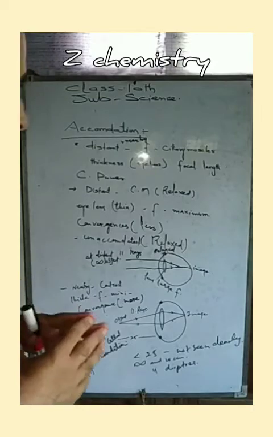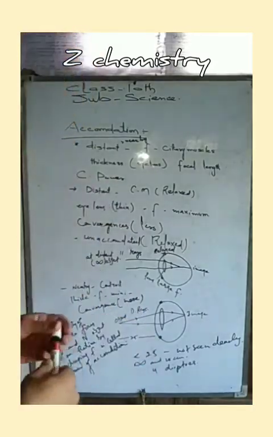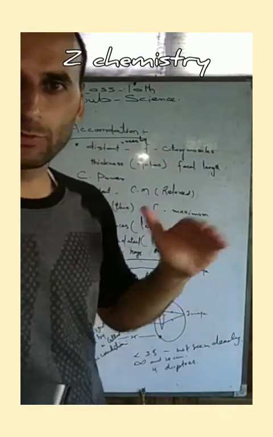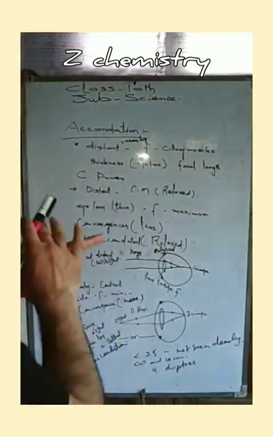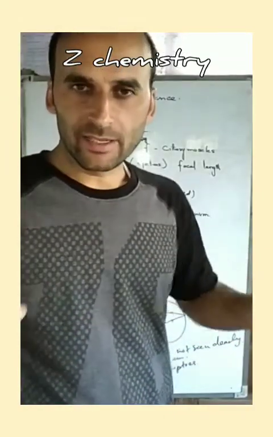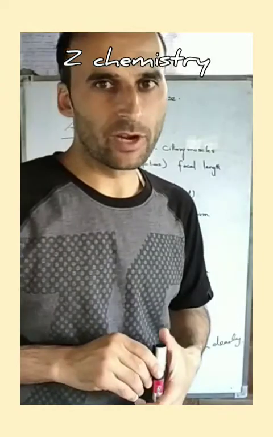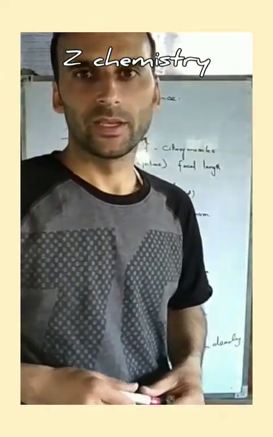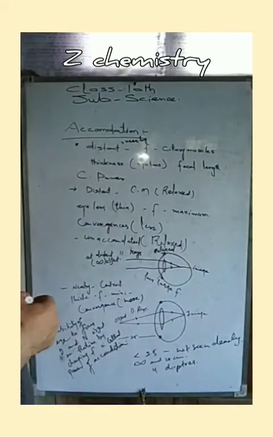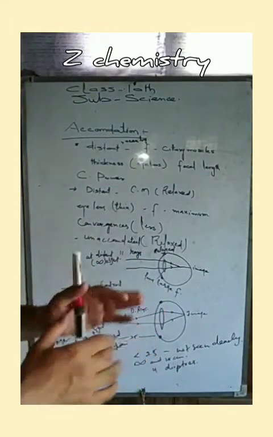Actually, it is the ability of the eye to focus distant as well as nearby objects on the retina by change in the size of focal length. It is called the power of accommodation, or accommodation of the eye, or accommodation of the eye lens.